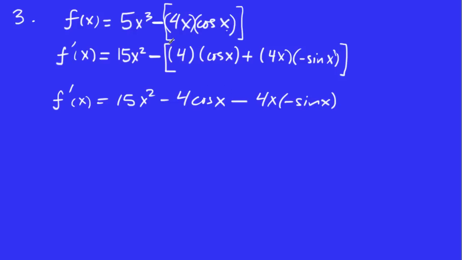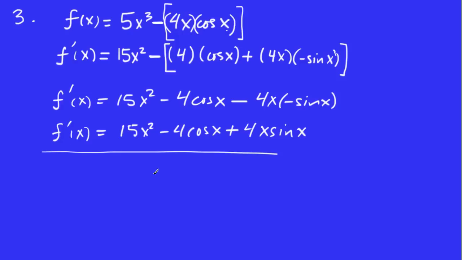So if we didn't have these square brackets in here, we would have left that as a plus, wouldn't we? And that would be wrong. So just be careful. I'll say a little bit more after I finish simplifying this. So 15x squared minus 4 cos x, and then this minus and this minus make a plus, right? And there's your answer. So basically, I'm just trying to draw attention to this.